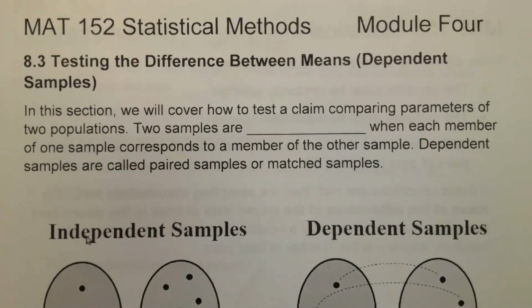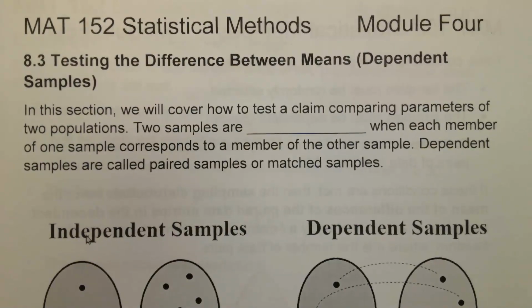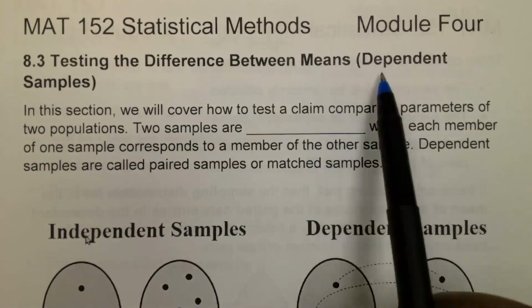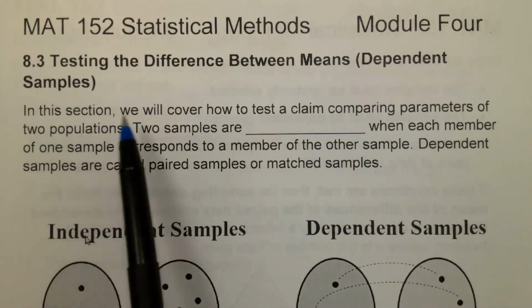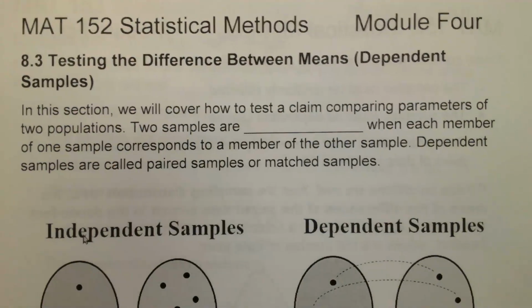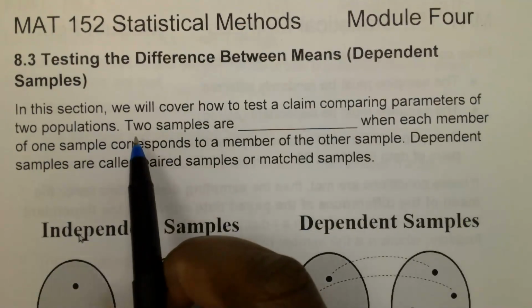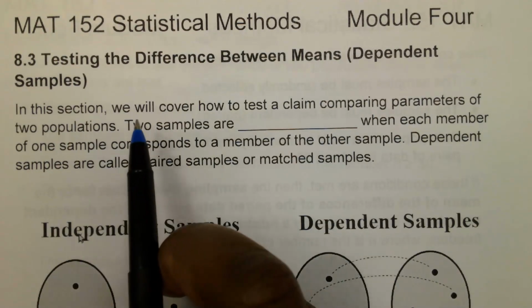Math 152, Statistical Methods, Module 4, 8.3, Testing the Difference Between Means, Dependent Samples. So in this section, we will cover how to test a claim comparing parameters of two populations. And we're going to focus on dependent samples.